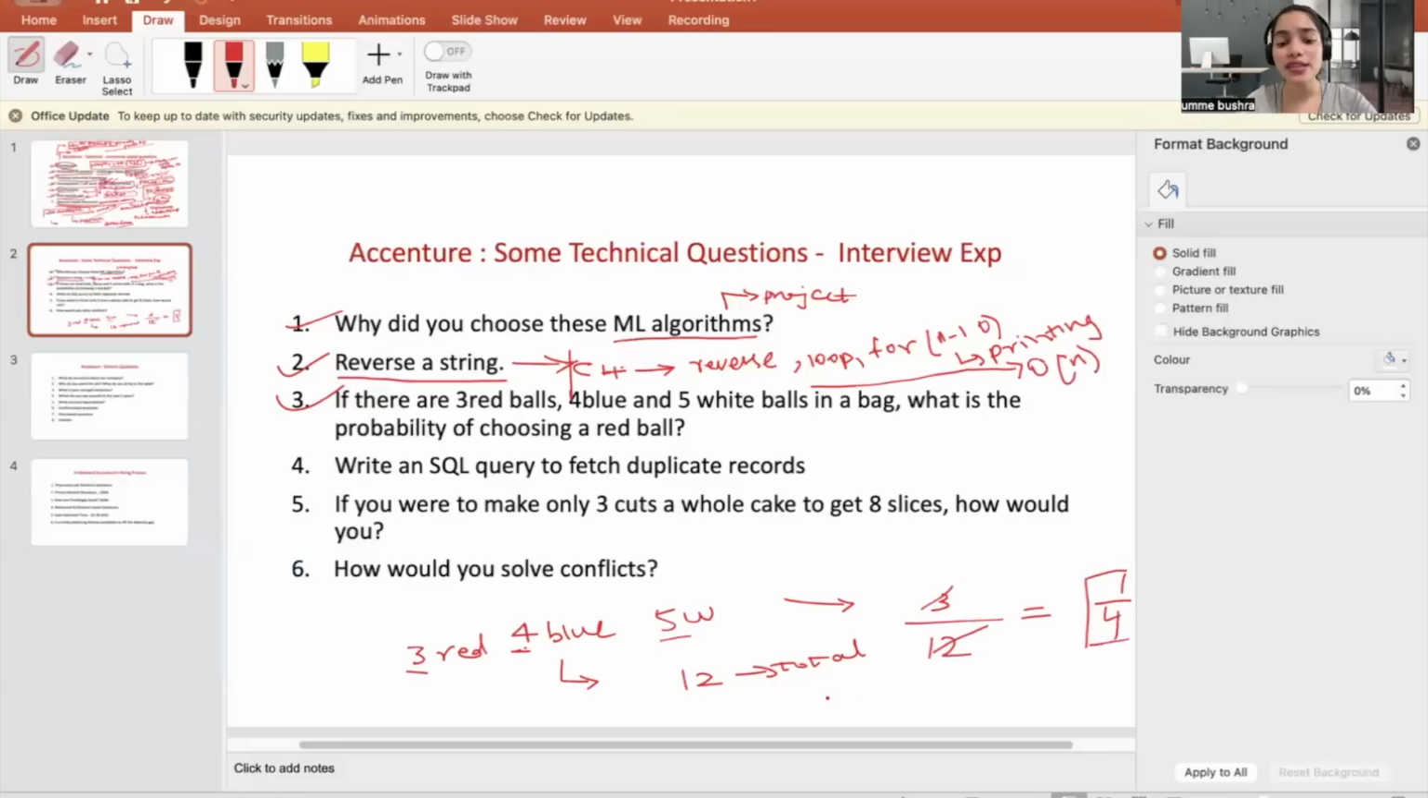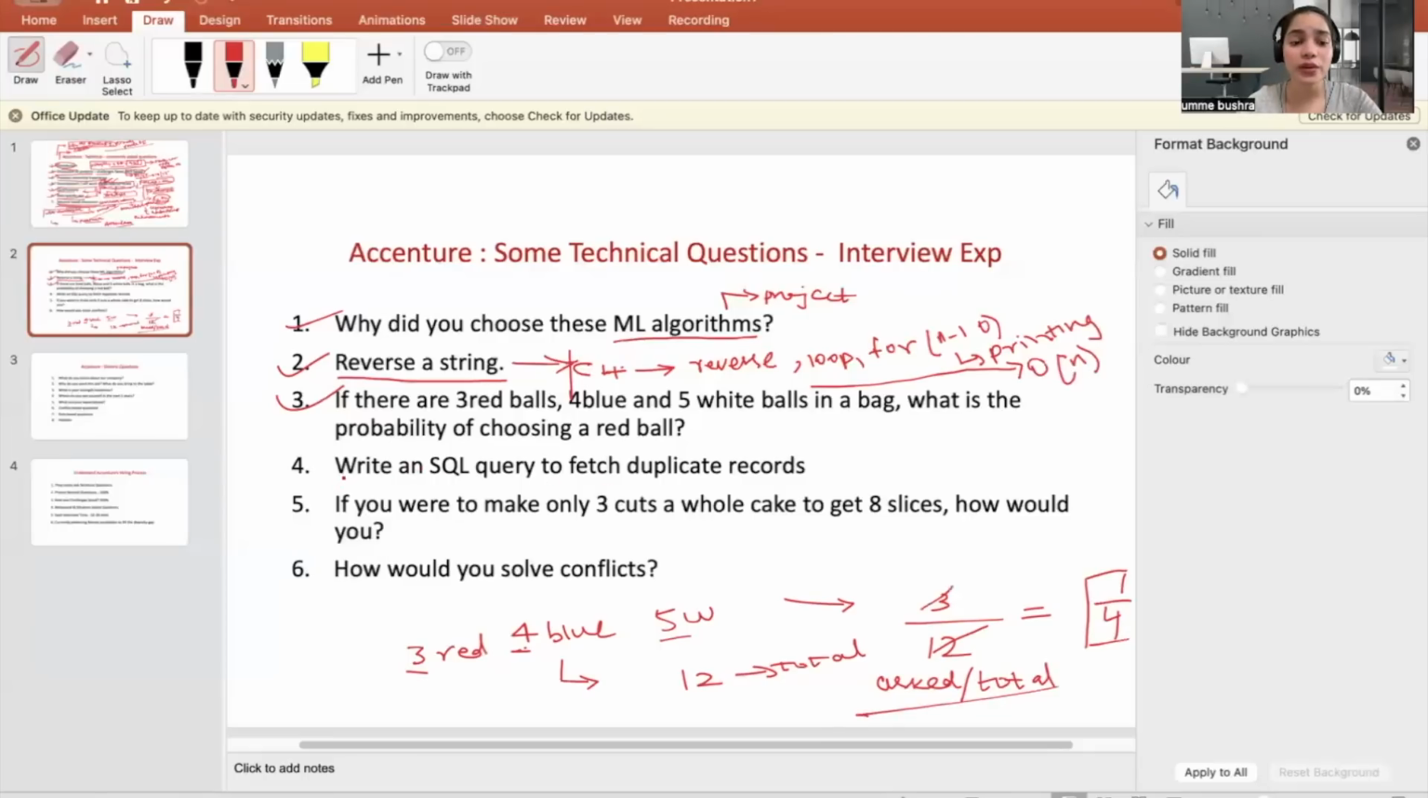So every time you are solving probability-based questions, remember that the formula is: the number of the color that is asked has to go on top, which becomes your numerator, divided by total. Okay, this is how you solve all your probability-based questions. This was the solution to it.